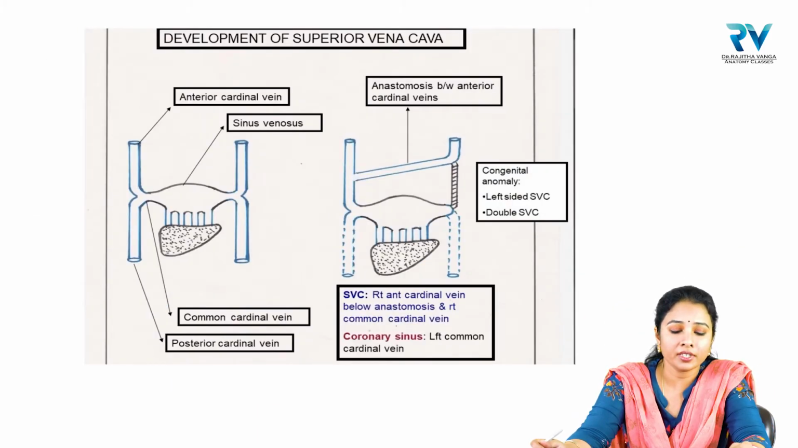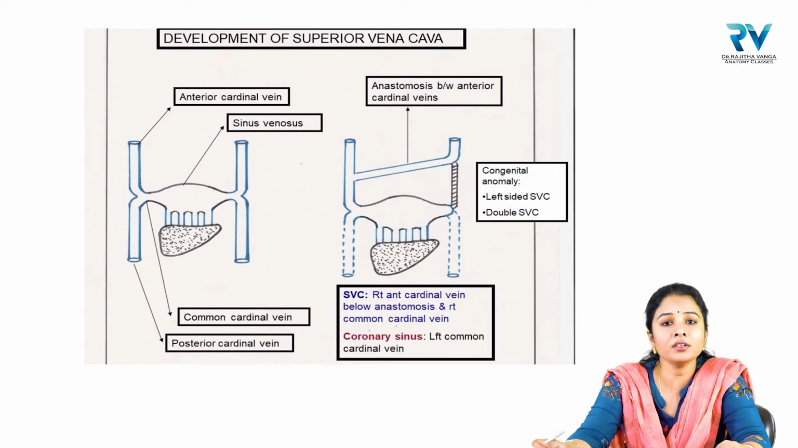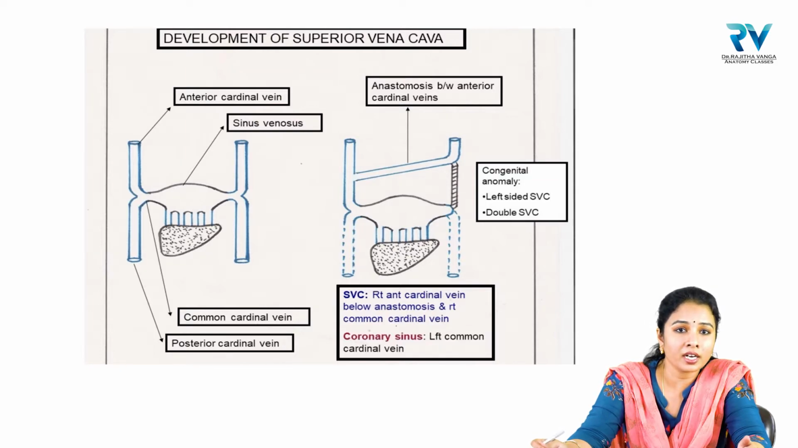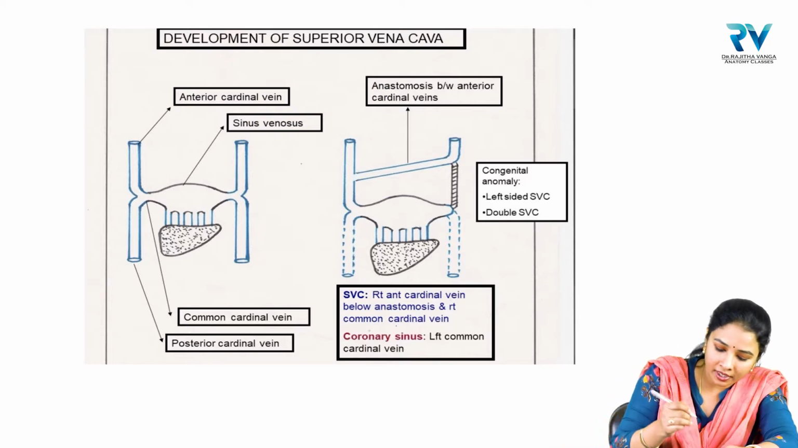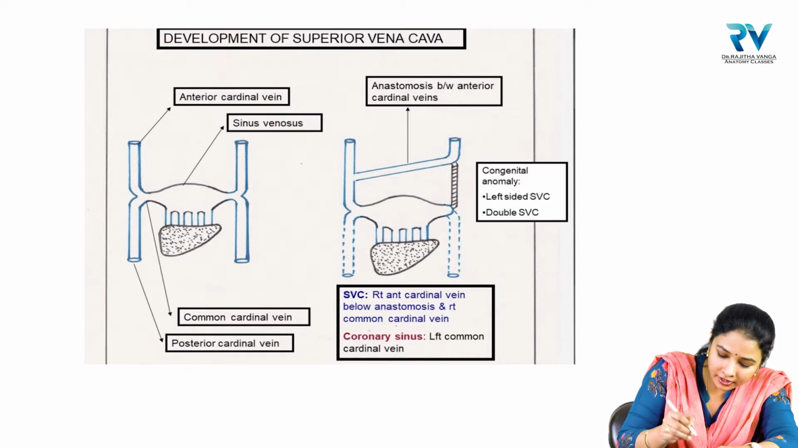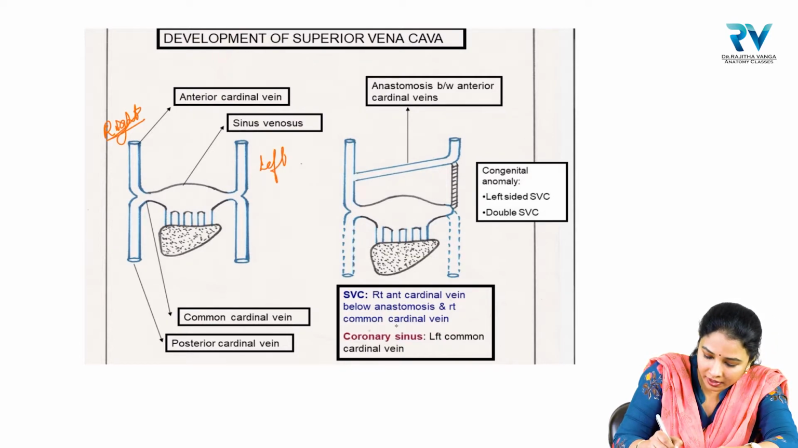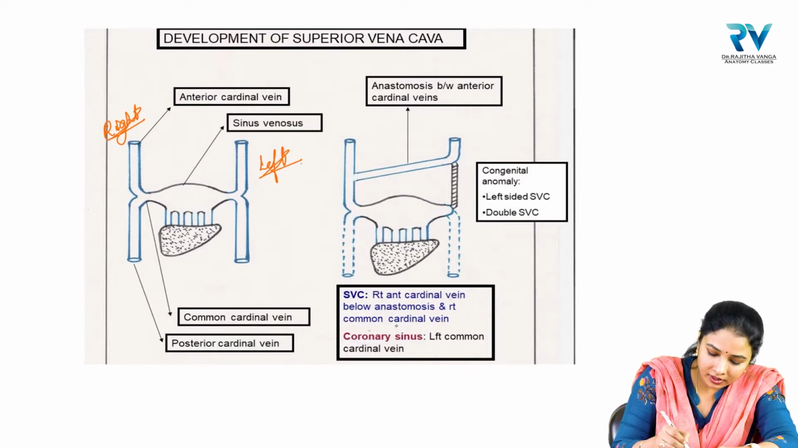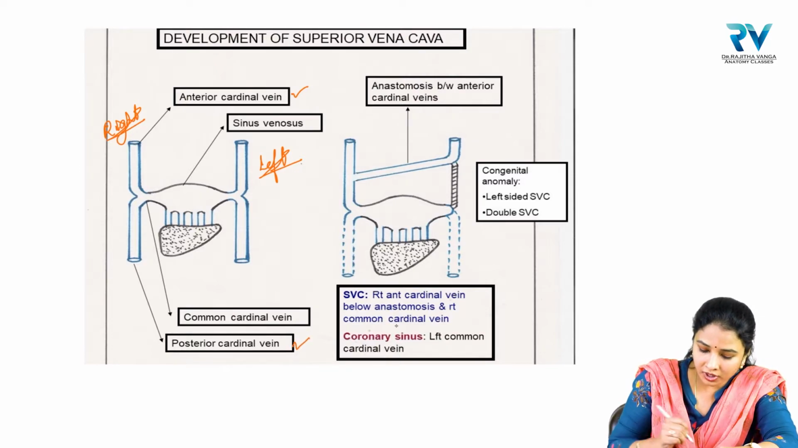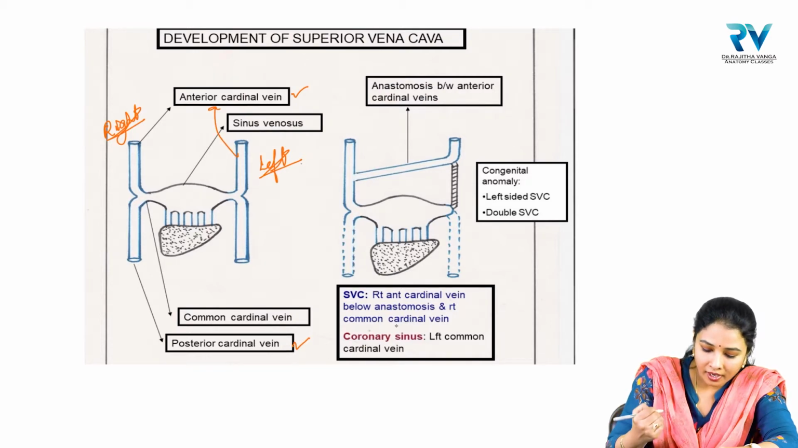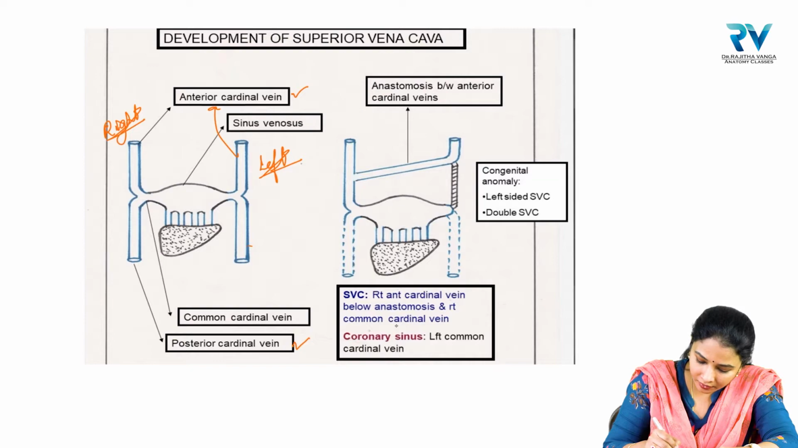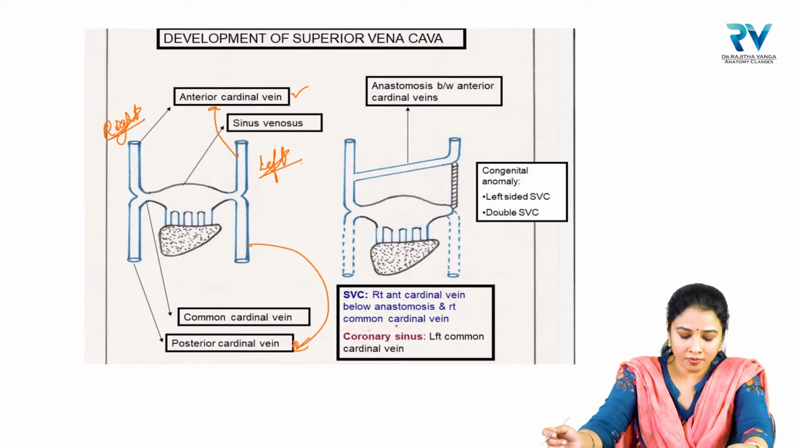So next here we can see the development of superior vena cava. Superior vena cava develops from the cardinal veins. So there are two anterior and two posterior cardinal veins. So this is the right side. Here is the left side. We can see the right anterior cardinal vein, right posterior cardinal vein. Similarly on the left side, this is the left anterior cardinal vein and left posterior cardinal vein.